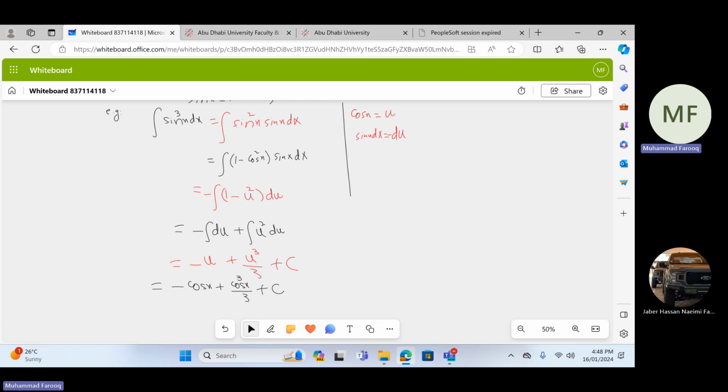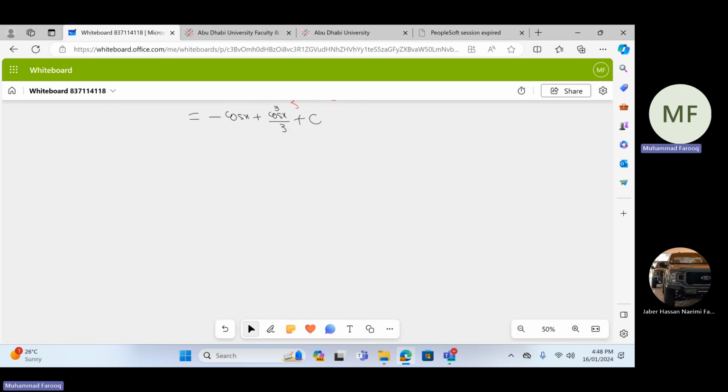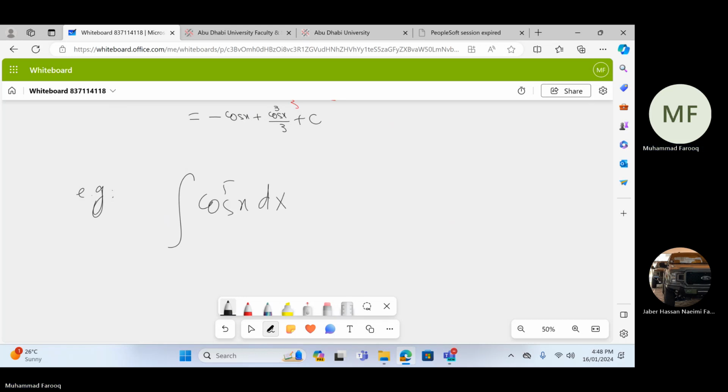How do you answer sine power 5? Same: break it into 4 plus 1. Then power 4, how do you write it? Because my identity is squared. Anyway, I just need a rough idea. For example, I take this: integrate cosine power 5 dx. Cosine power how much? 5. Even or odd? Odd. Start the procedure.